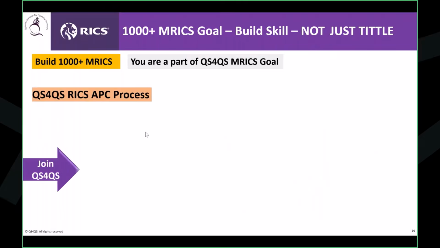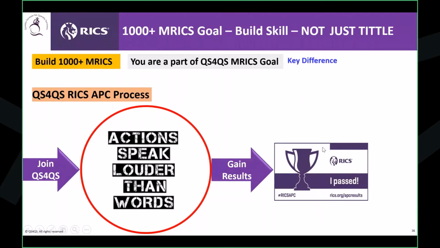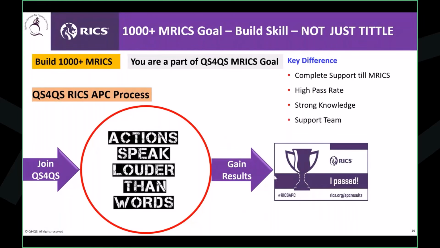And we have the process, which is join and gain the RICS result. In between the process, leave it to us. That's how things go on. The main difference between the MRICS people I have built, and what you can see in the industry, is that we do complete support until they pass. The pass rate is very high. The very important thing is strong knowledge. Knowledge, no compromise. And we have a team to do that.